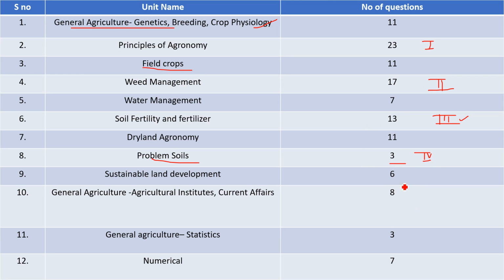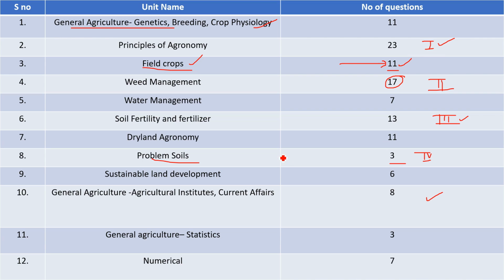Next, I am not going to rank anything because everything is clear in front of you. What I mean to say is that your top priority should be principles of agronomy, followed by weed management, then field crops. Though the number of field crops questions was very low this year, you cannot neglect it, because field crops is the soul of agronomy. If you have very strong basics of field crops, you can easily deal with any kind of questions that may come. So you must focus on field crops very thoroughly.